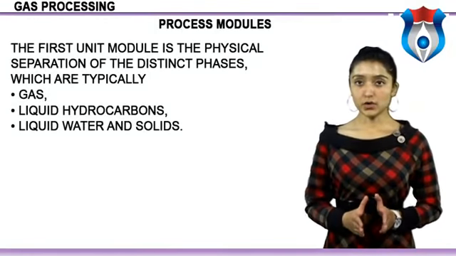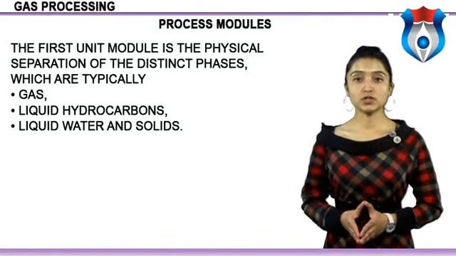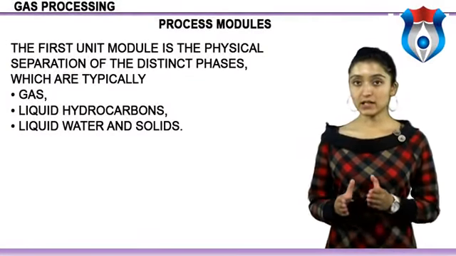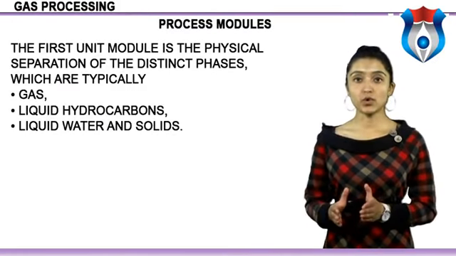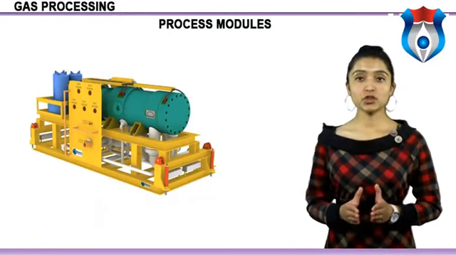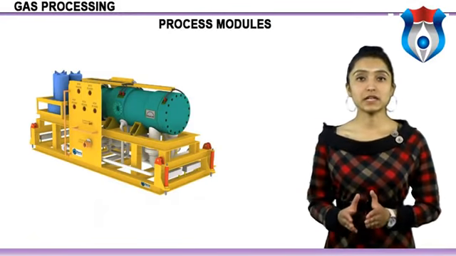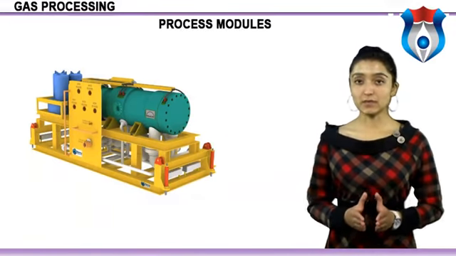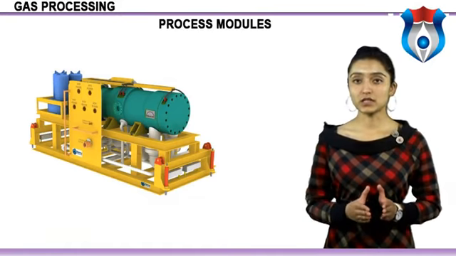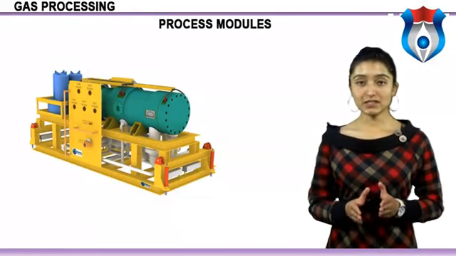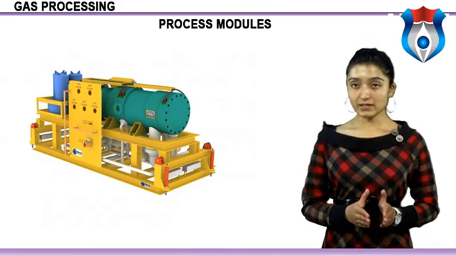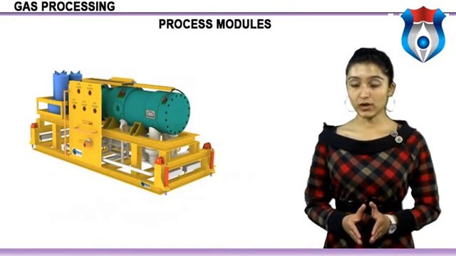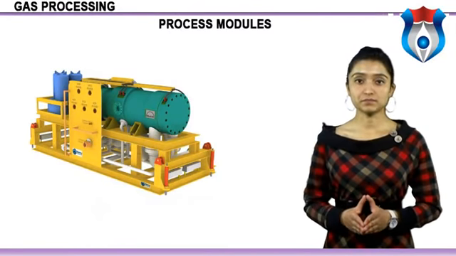Let us now discuss the process modules. The first unit module is the physical separation of the distinct phases, which are typically gas, liquid hydrocarbons, liquid water and solids. Phase separation of the production stream is usually performed in an inlet separator. Hydrocarbon condensate recovered from natural gas may be shipped without further processing but is typically stabilized to produce a safe transportable liquid. Unstabilized condensates contain a large percentage of methane and ethane, which will vaporize easily in storage tanks.